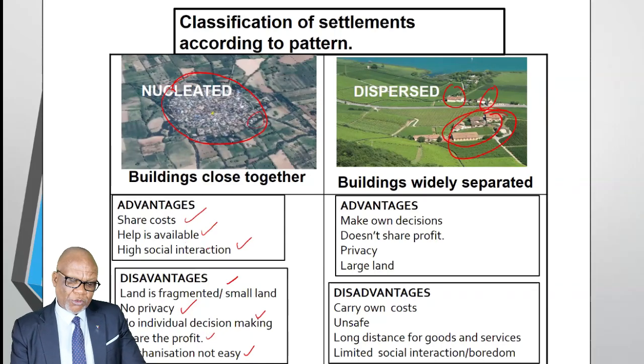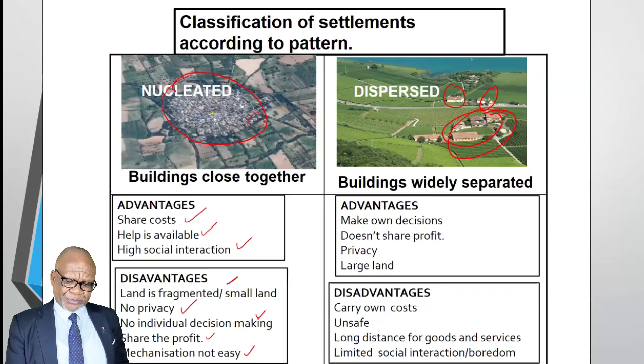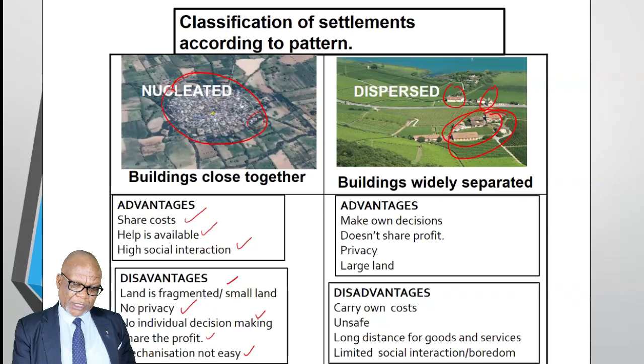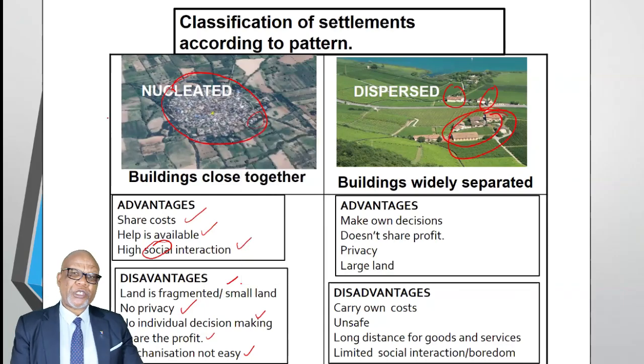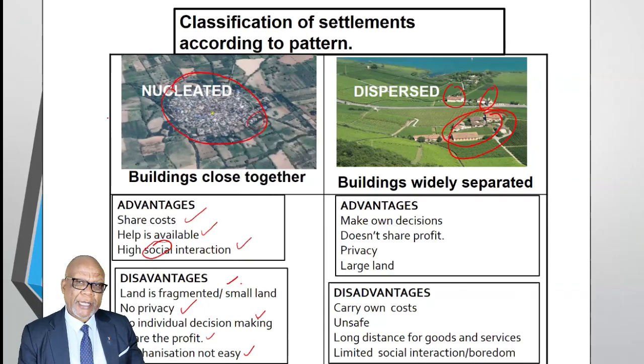High social interaction is also a social advantage, because we're saying social interaction. Now let's look at the disadvantages. It says land is fragmented, small land. Because of small land, there's going to be a small yield, which means the production will be less.